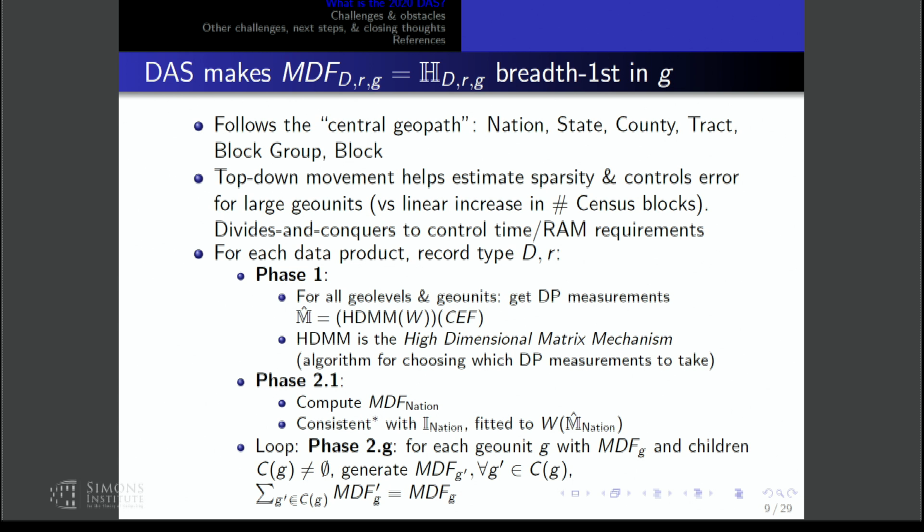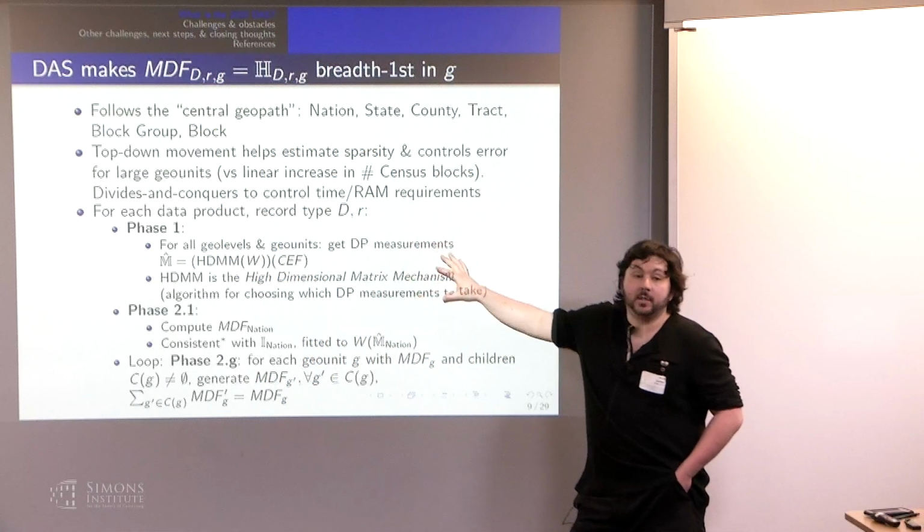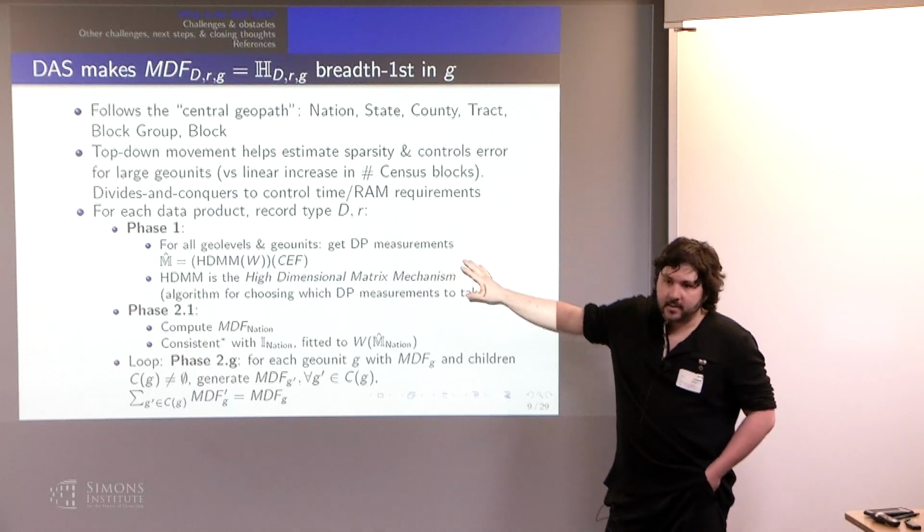In a quick sketch, you can think in pseudocode of the way the DAS works for a particular data product, a record type combination, in really two phases and then a looping phase. The first phase is it's going to take all of the measurements for all of the geographic units over the entire hierarchy that you're interested in.